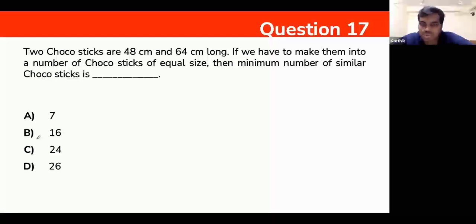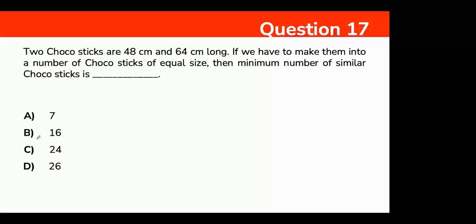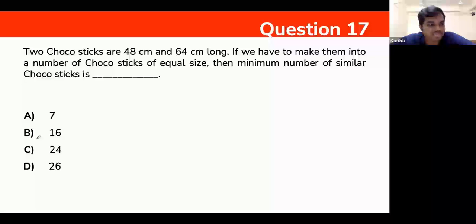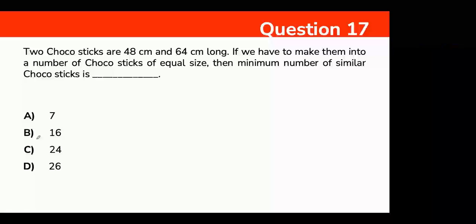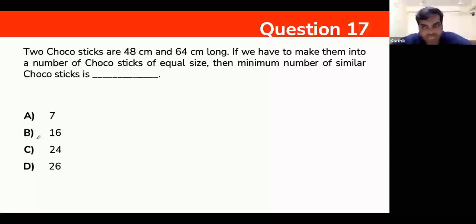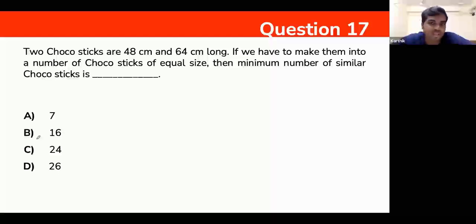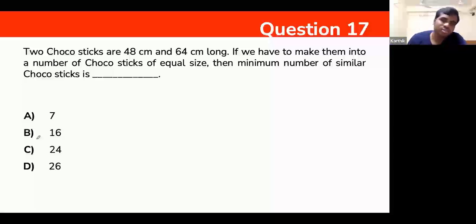Just tell me what will be the approach here. Here we will find HCF, sir. Why are we finding HCF? Because they ask for the minimum number of similar choco sticks. So minimum means if we take an equal number which is a multiple of both, then we can make both into the same size. Good. Very good.